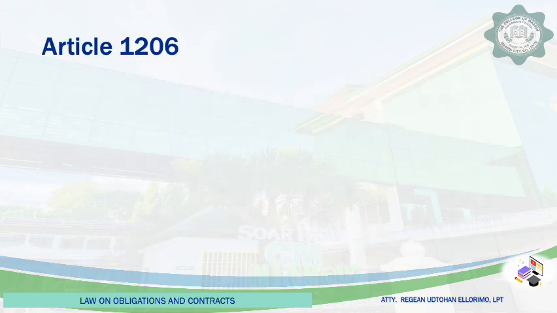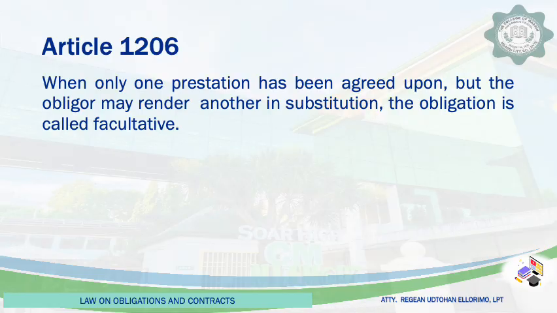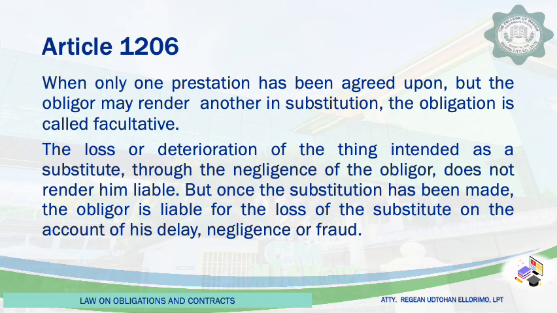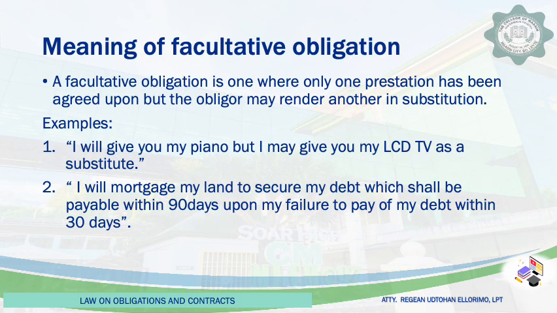Article 1206 refers to a facultative obligation. So, in a facultative obligation, the debtor can give another prestation even if there is only one prestation agreed upon. The second paragraph provides that it is logical that the substitute is the new object of the prestation which the creditor expects to obtain. Okay, let's talk about the meaning.